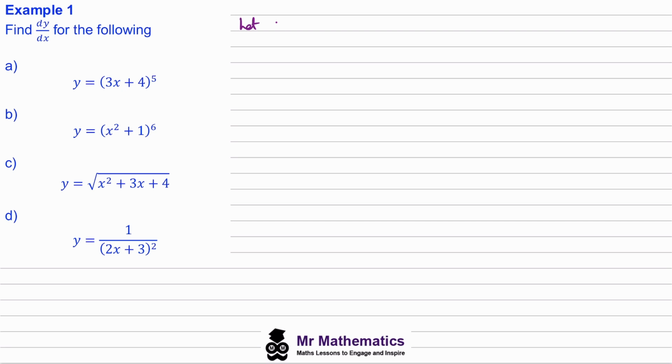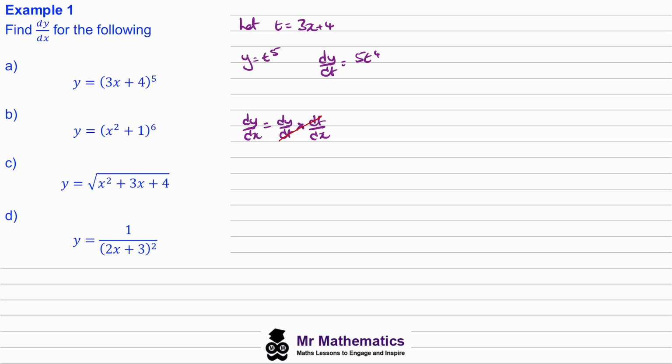So if we let t equal 3x plus 4, then we can rewrite this equation as y equals t to the power of 5. And we can easily differentiate this. This will be dy by dt, which will be 5t to the power of 4. The problem we have is that we want dy by dx, not dy by dt. But if we have dy by dt, we can multiply this by dt by dx. And then you can see that these dt's will cancel, and we're left with dy over dx.